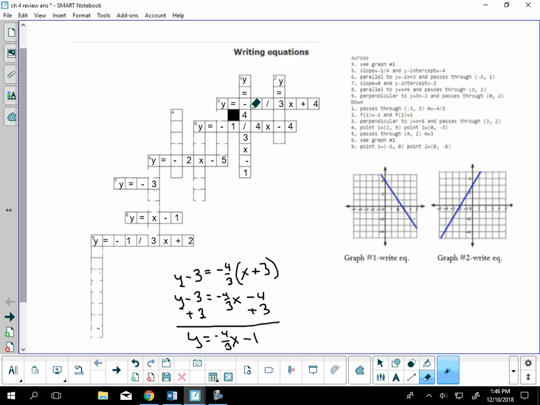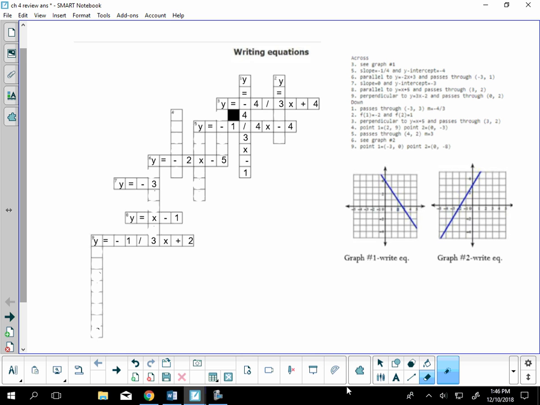Yeah, and I think it's sometimes a little harder to read. Y equals -4 thirds x minus 1. All right, so we got 1 down. Let's go ahead and do 2.